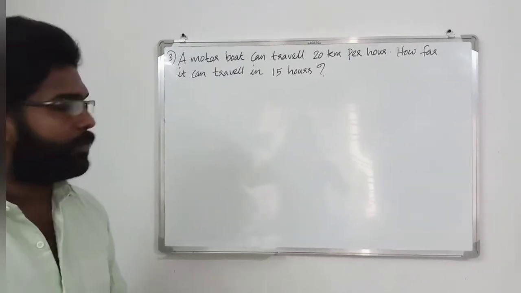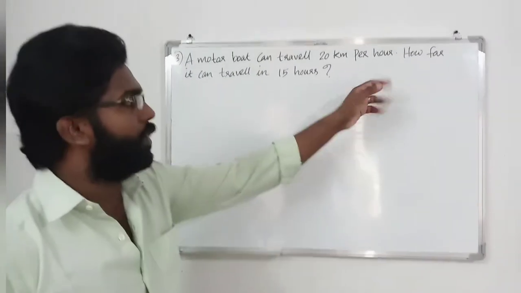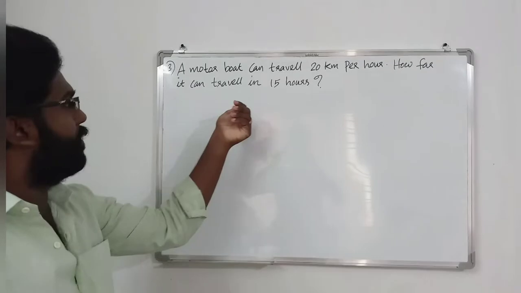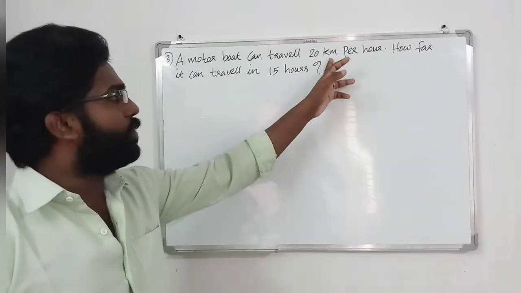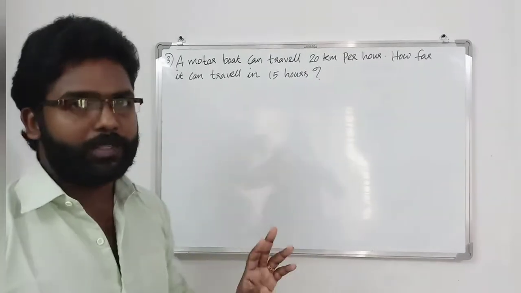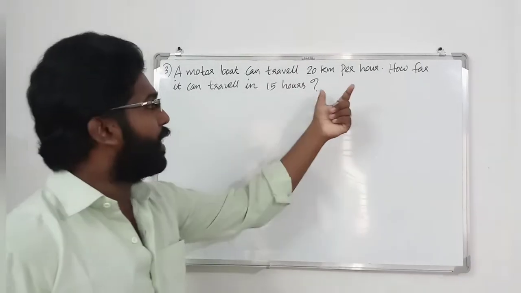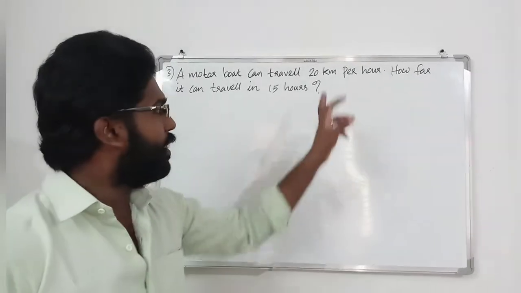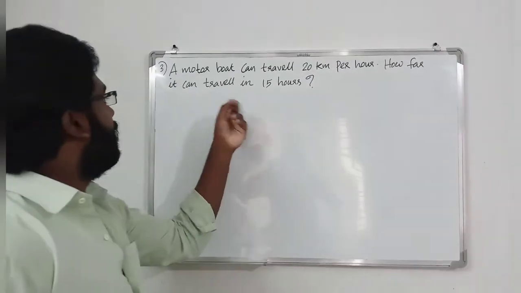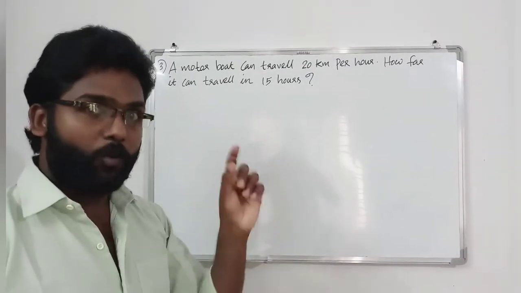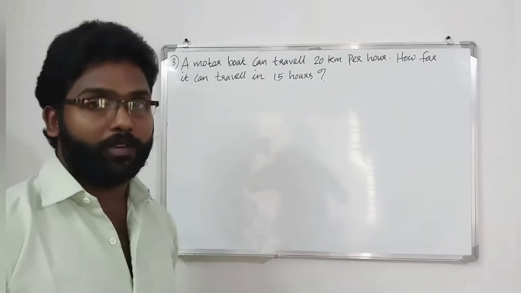So third question. A motorboat can travel 20 km per hour. How far can it travel in 15 hours? A motorboat can travel 20 km per hour. That means it can travel 20 km in 1 hour. Per hour means 1 hour. Okay, 20 km in 1 hour. Then how far can it travel in 15 hours? In 1 hour it can travel 20 km, then for 15 hours.